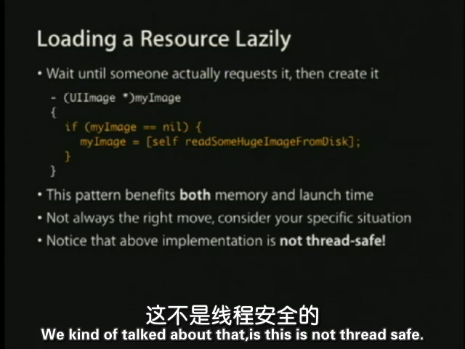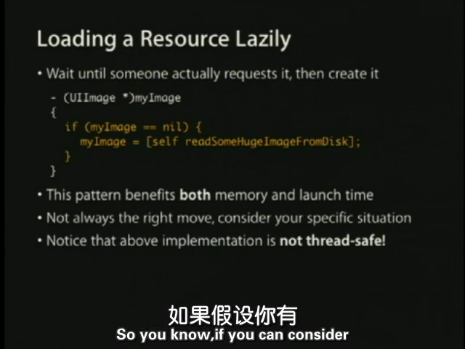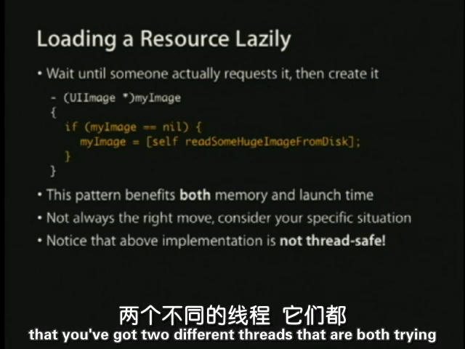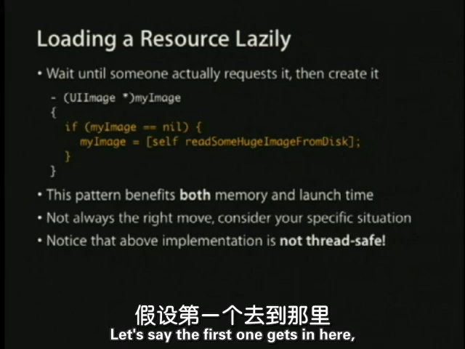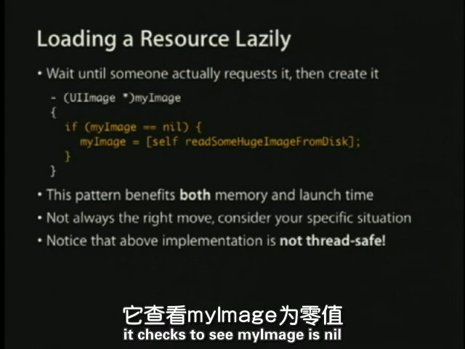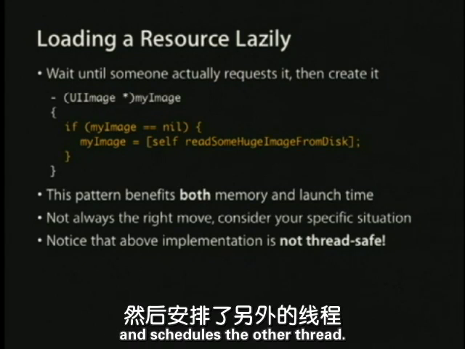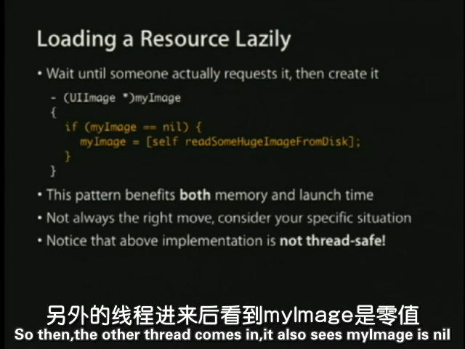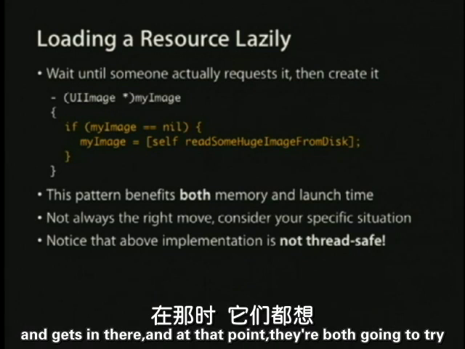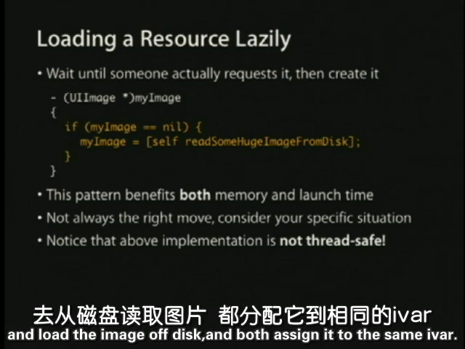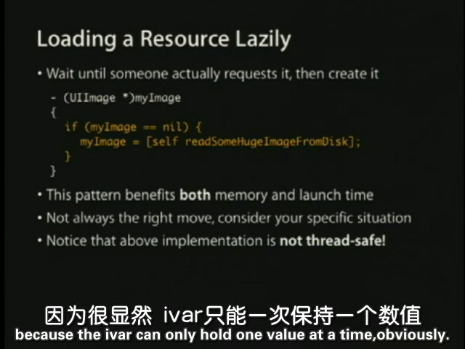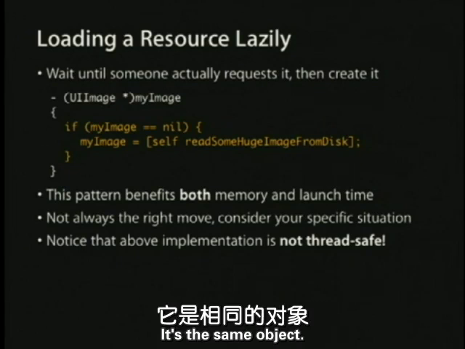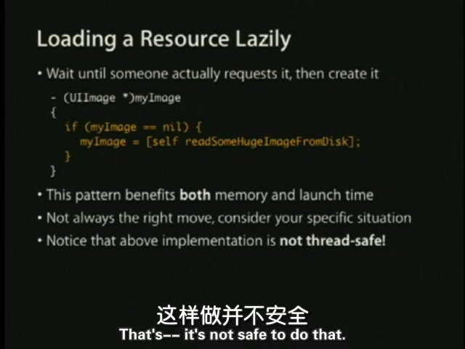One thing to be careful of is that this is not thread safe. So consider that you've got two different threads that are both trying to call myImage at the same time. Let's say the first one gets in here, it checks to see myImage is nil, but then the scheduler interrupts it and schedules the other thread. So then the other thread comes in, it also sees myImage is nil and gets in there. And at that point, they're both going to try and load the image off disk and both assign it to the same ivar. One of them is going to get leaked because the ivar can only hold one value at a time, obviously. It's not safe to do that.